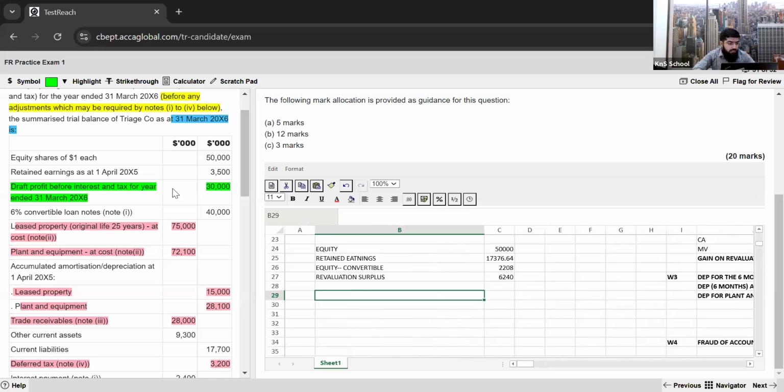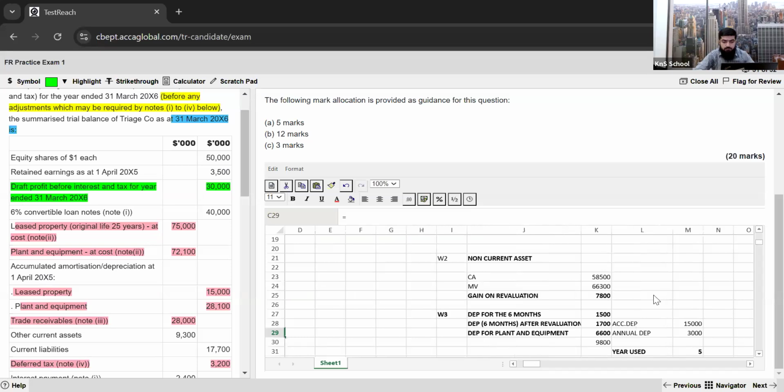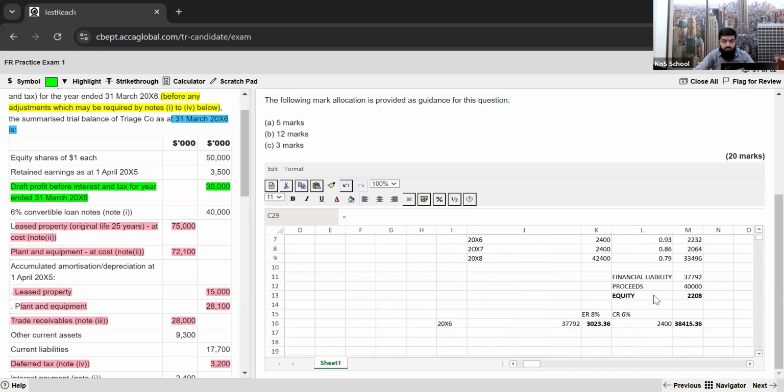Now let's move on towards the liability side. Just look at the trial balance. The first liability is the 6% convertible bonds or loan notes. Are we going to write down the liability with 40,000? What is going to be the liability? What amount of liability should have been recorded? Are we going to write down 40,000 in the liability?